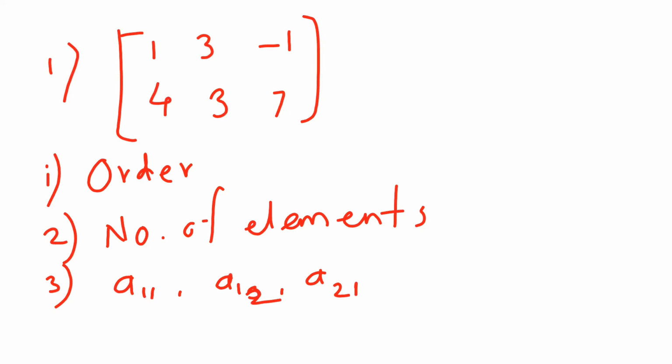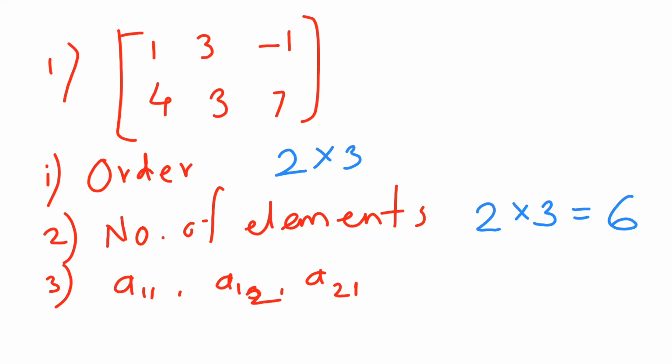So the first question, order. What is the order of the matrix? Two rows are there and three columns. So the order of the matrix must be 2 cross 3. Number of elements. The number of elements is the number of elements in a row multiplied by the number of elements in a column. That is 2 into 3, 6.